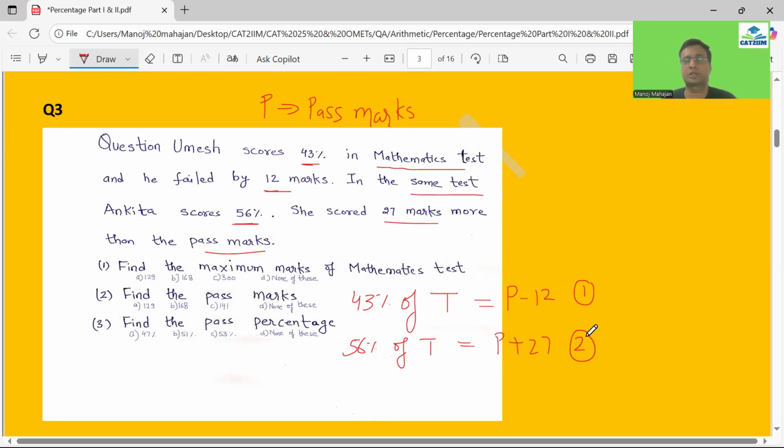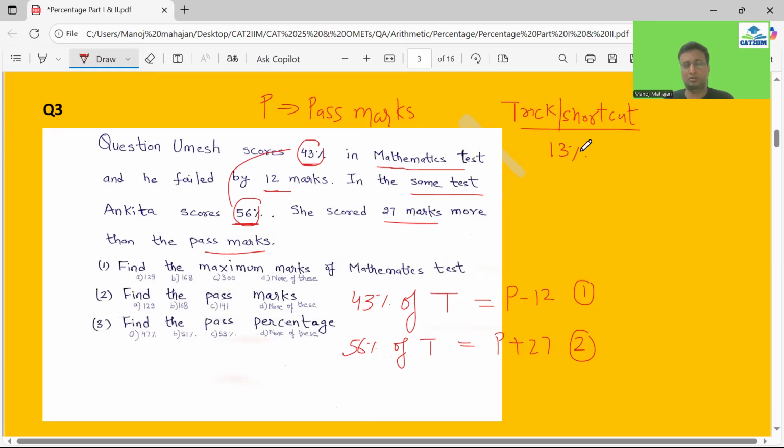So of course, two equations, two unknowns we have. If I use equation 2, and from that, I subtract 1, I can get the value of T. And once I get the value of T, I can easily get the pass marks, and also I can calculate the pass percentage. But I want you to learn the super trick shortcut, which we are going to use at times. And let's understand what it is. See, if the base is the same, what I mean is 43% is also of the same number and 56% is also of the same number. In that case, all you can do is look at what is the difference in the percentage?